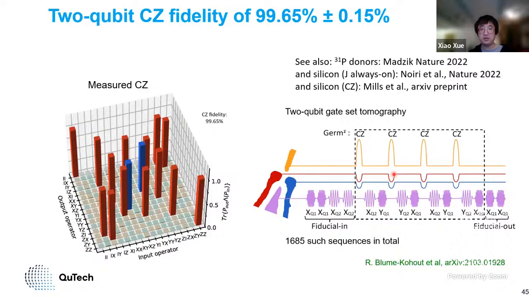So here I show you the real result. That's the core figure in this presentation. On the right hand side you see the example 2-qubit GST sequence containing many single and 2-qubit gates, and we perform in total 1,685 such sequences. And combining all of the outcomes, we feed them into a self-consistent maximum likelihood estimator, and we can obtain the process matrix, or to be accurate, the Pauli transfer matrix here, which gives us 99.65% fidelity with 0.15, the 2 sigma error bar.